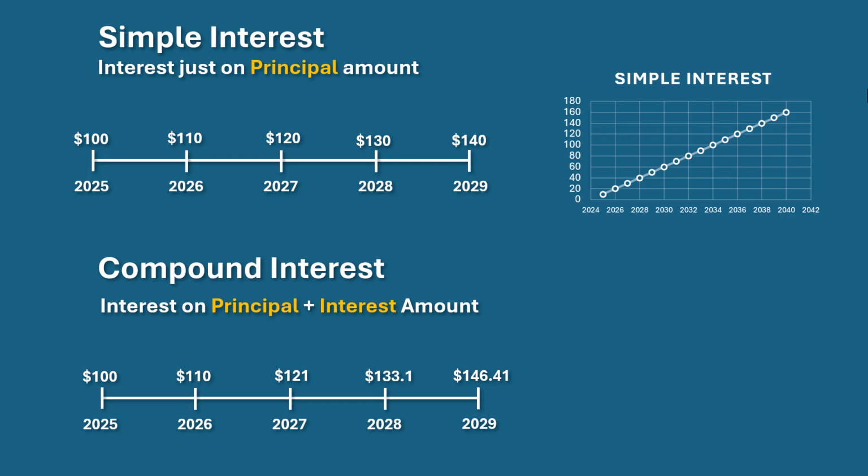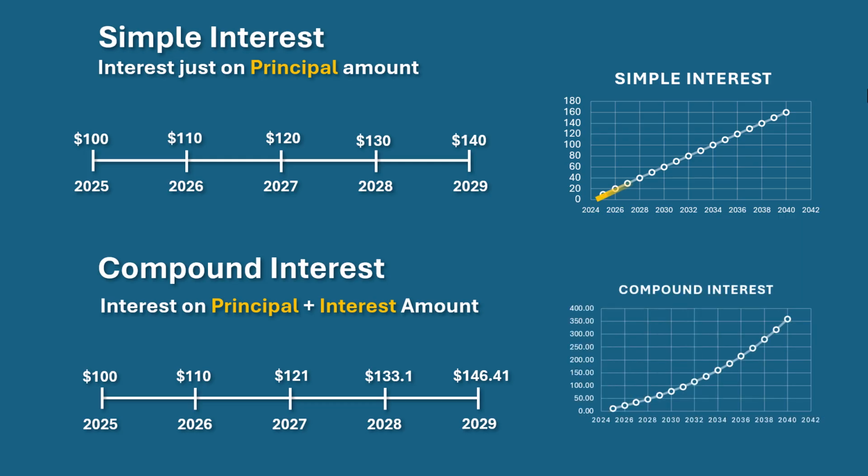To summarize, simple interest is applied only on the principal amount, while compound interest is applied on the principal amount plus the accumulated interest from previous periods. The graph of simple interest is linear, while the graph of compound interest is exponential.